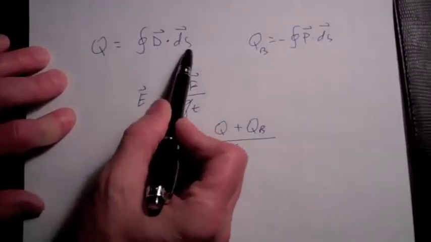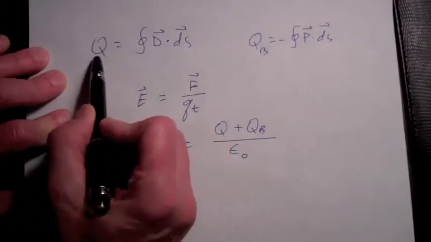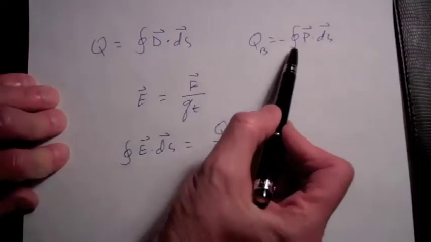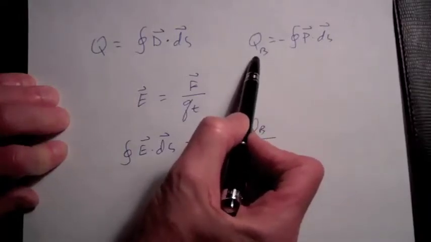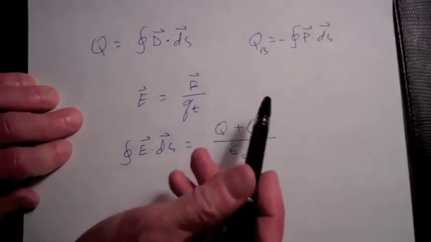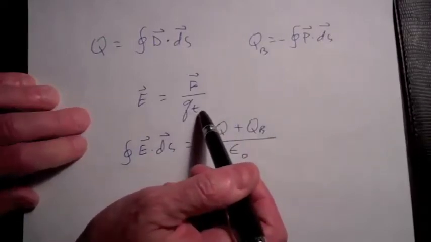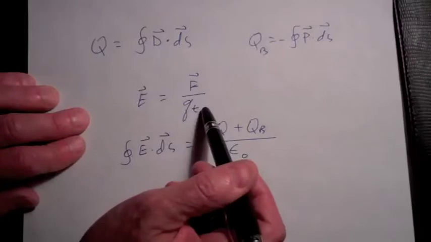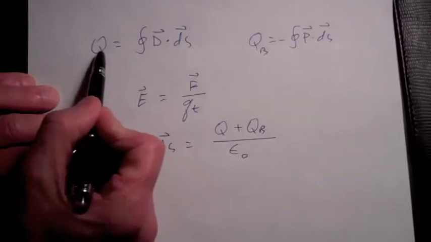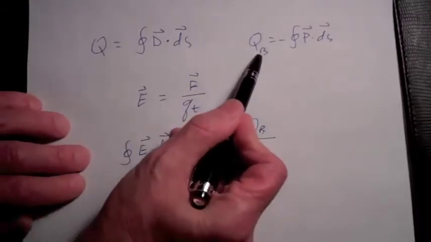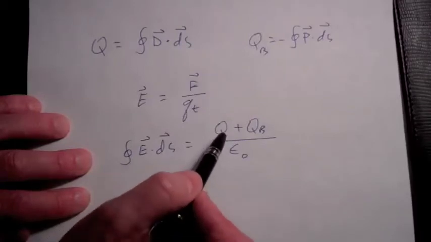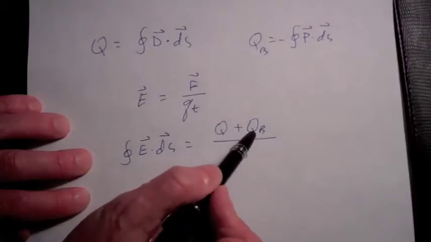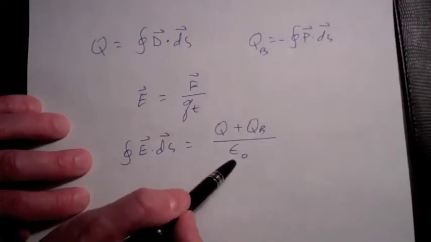The integral of D dot dS over a closed surface will give us the free charge enclosed, minus the integral of P dot dS around a closed surface will give us the bound charge enclosed. Now the electric field is still the force that a test charge is going to experience, the force per unit charge, and that force, that coulombic force, will occur whether you have free charges or bound charges. So the integral of E dot dS over a closed surface will be the free charge enclosed plus the bound charge enclosed divided by epsilon sub 0.